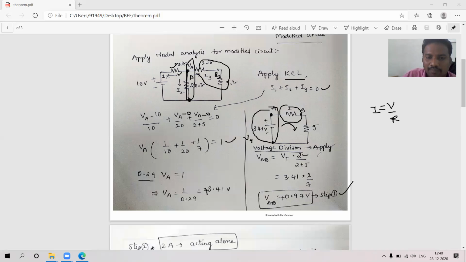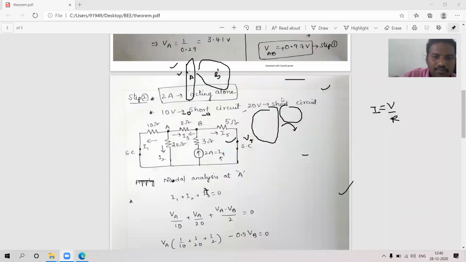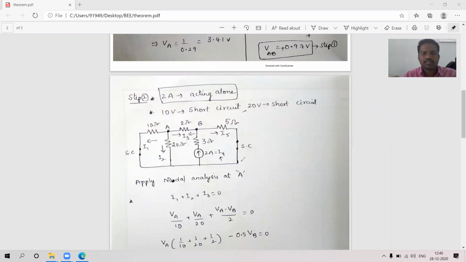This is step 1. Let us go to step 2. What is step 2? Let me clear all this. Okay, this is step 2. In step 2 the circuit is there. In the previous circuit only 2 amps I am considering. Now only one source must be acting, that's why alone, and the remaining sources' voltage is short circuit. Here also the 20 volts is short circuited. So here this is the 10 volts and here is the 20 volts. I made short circuit.